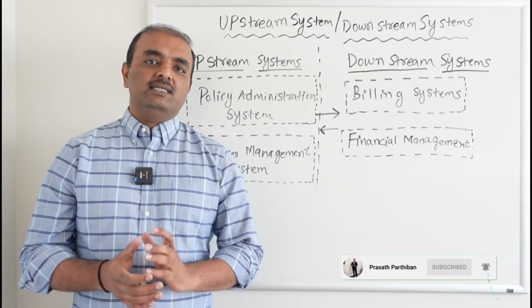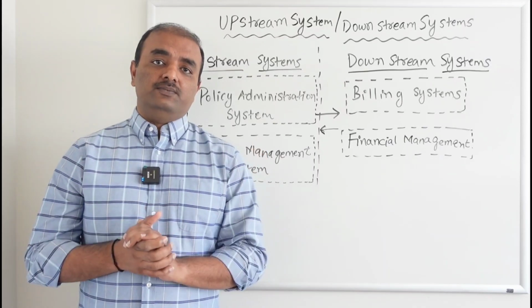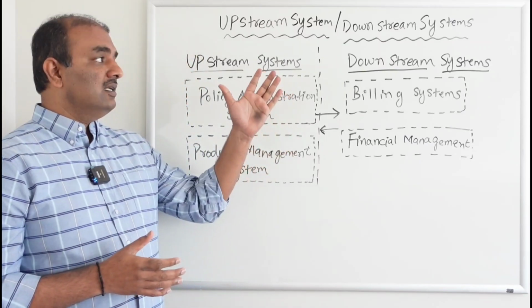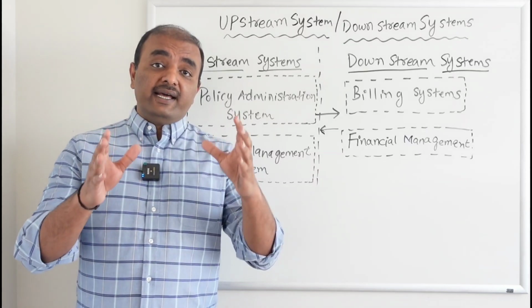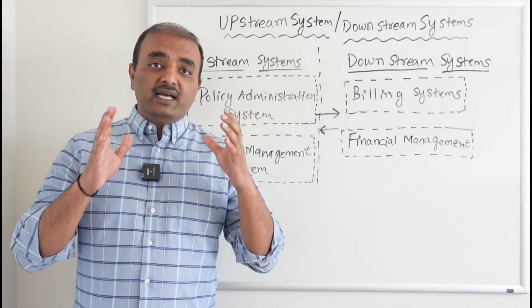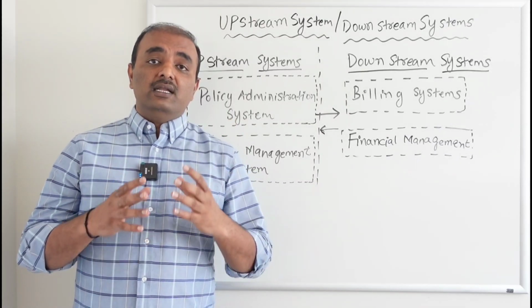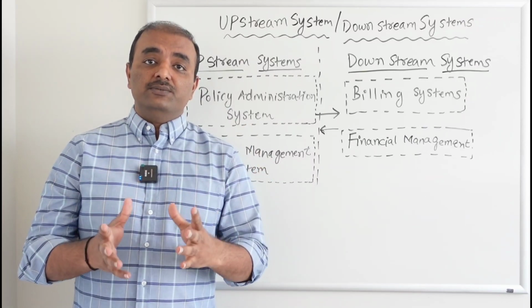I've been getting messages on LinkedIn asking me what a downstream system is. So let's see that with an example. By definition, downstream systems are the systems that depend on data from the upstream systems. They take the data from the upstream systems, do their own calculations, and produce some kind of business value. That is what we call downstream systems.